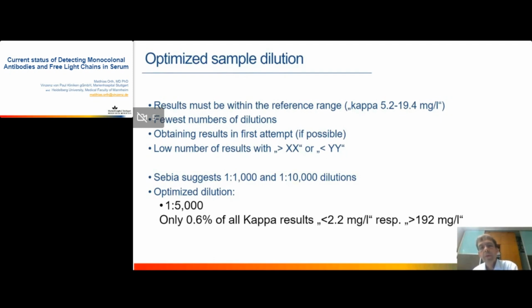We want the fewest number of dilutions, and if possible, we don't want too many dilutions afterwards. This is a particular concern in ELISA testing, where we can't repeat the sample within the same minute. We have to do it for the next batch. We also want only very few samples too low or too high. So we played around with the Xavier testing, and Xavier suggested dilutions of 1 to 1,000 and 1 to 10,000. Our optimized dilution was 1 to 5,000. And we get the first result in more than 99.4% kappa, for example.